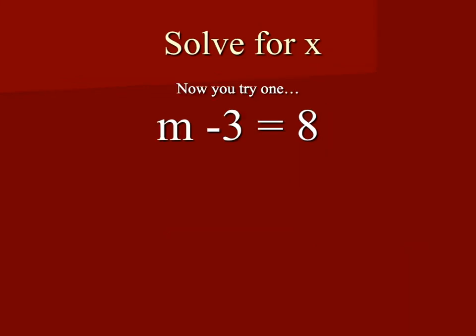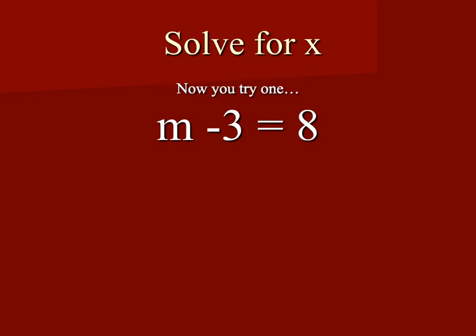Now it's your turn. I want you to try this one. There's an m, but that's okay. It's still just a variable. Ask yourself what's happening between the m and the 3, and then I want you to do the opposite. Pause this video, write down your work, and then I'll tell you whether you got the right answer.